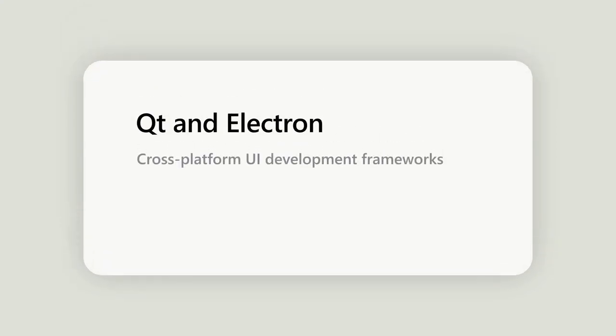Jamila tells her team to use frameworks like Qt and Electron. These powerful cross-platform development frameworks allow developers to create applications that run seamlessly across different operating systems. They're essential tools in a developer's toolkit, especially when aiming for consistency and performance across platforms like Windows, macOS, and Linux. But software compatibility isn't the only challenge.